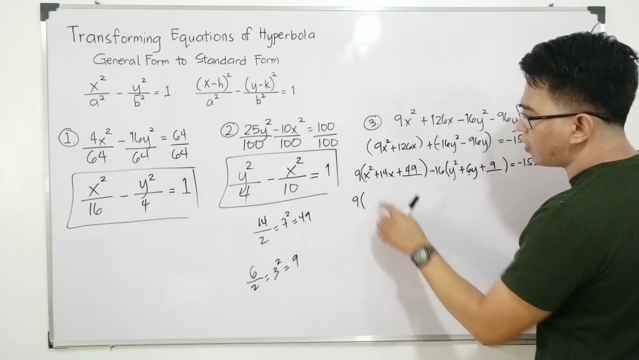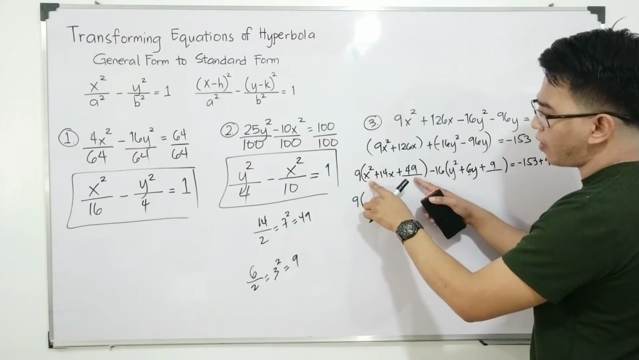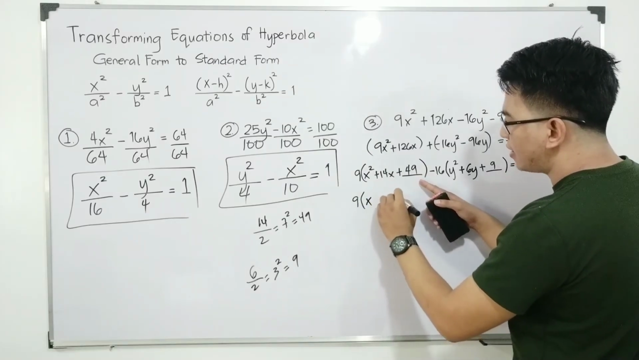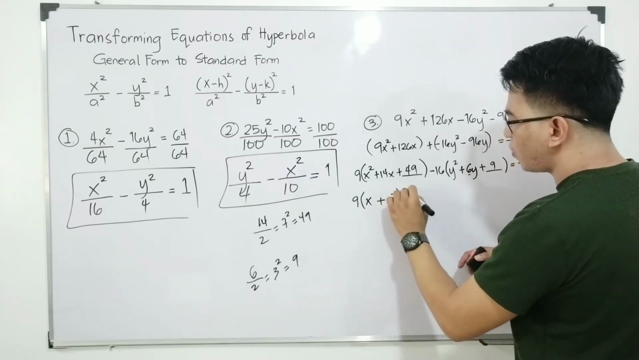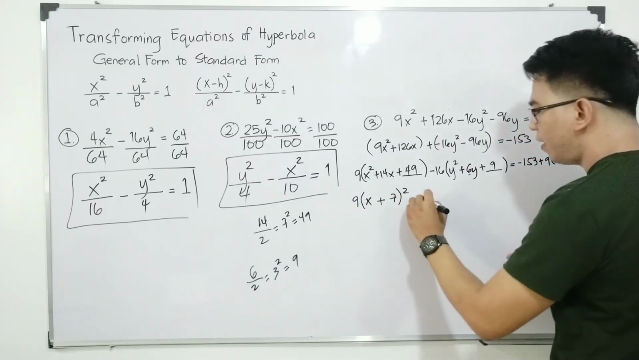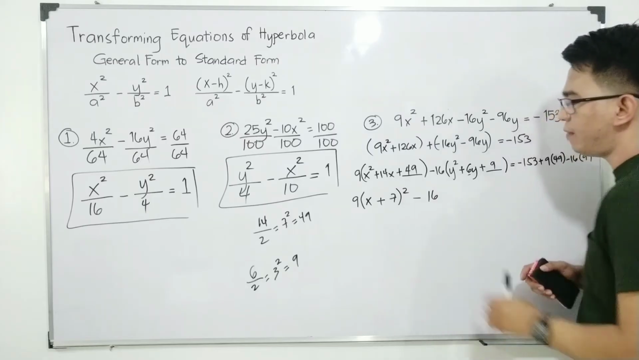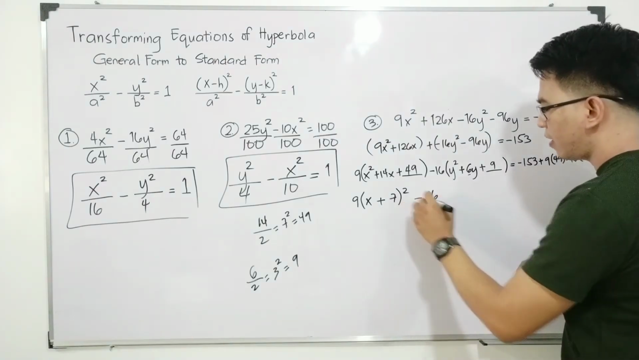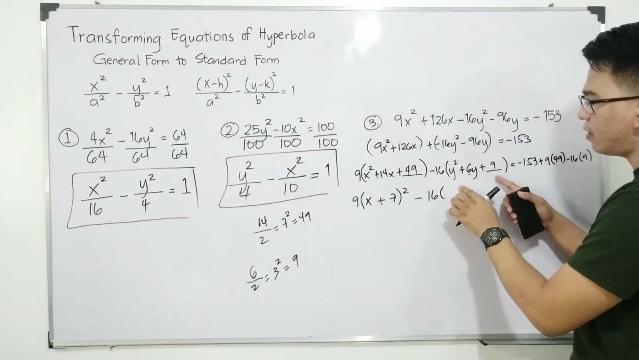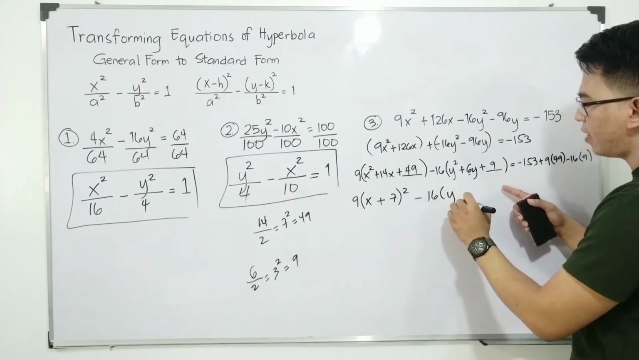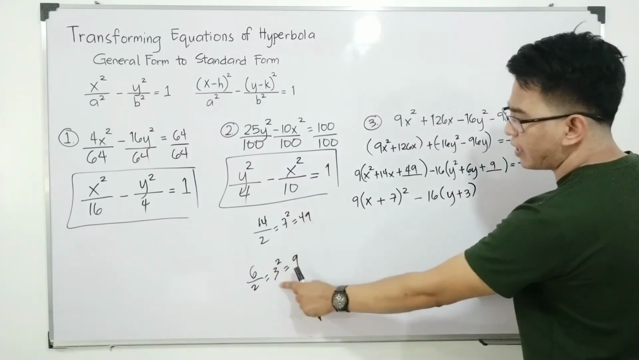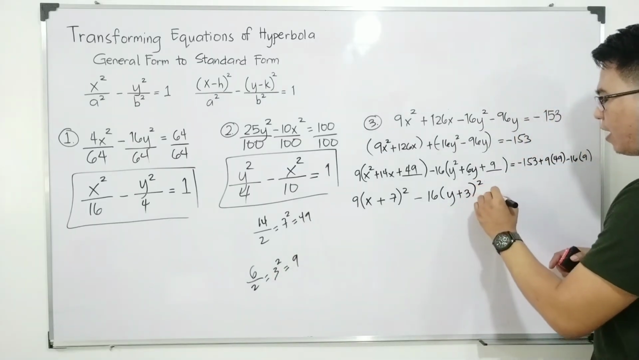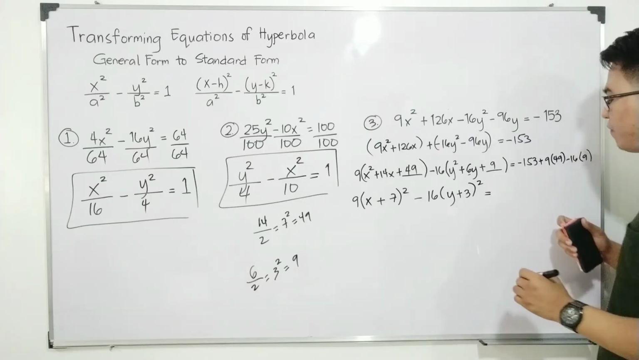Ang square of binomial nito, get the square root of this, and get the square root of this, that is x, and 7. Then copy the sign of the middle term, which is plus. Squared. Dito naman, minus 16 times. Ito naman, you have y plus 3. Papansin nyo, dito na mismo yun, ito 7 saka 3. And then square.